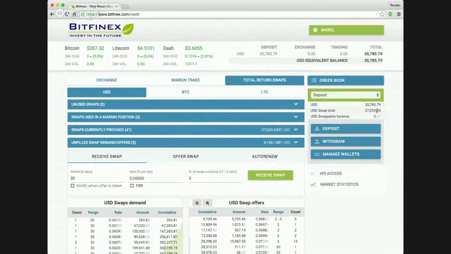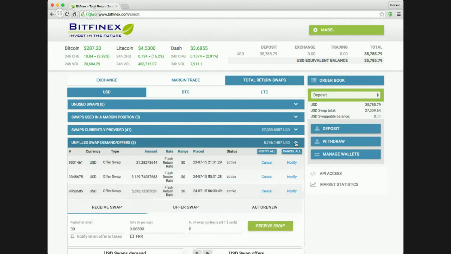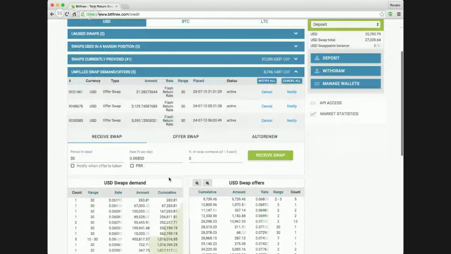As you can see here on this account, there is $35,785 something, and only 27 is now invested. Why? Here we go, swap collateral provided. I'm providing like 41 contracts in total, a total of 27,000 and something. The rest is there to be offered, but it is not taken. The reason is that no one agreed to pay the return that is being asked. That is the moment I mentioned, because of the flash return rate. If the flash return rate is too high, we're going to be stuck over there with no one taking it.